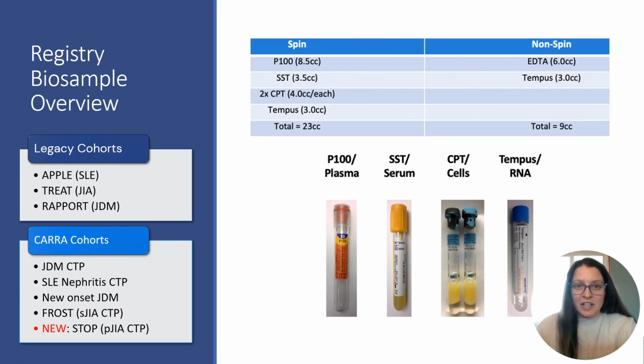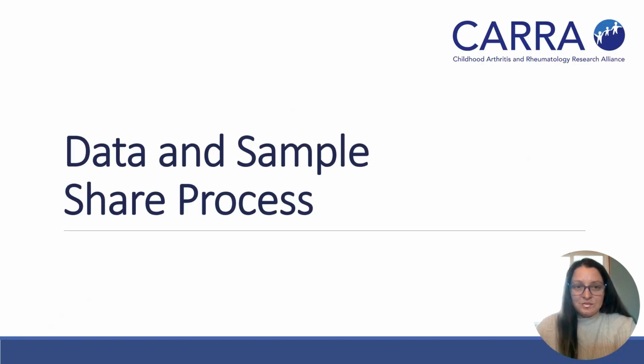Cara's biosample collection encompasses plasma, DNA, serum, cells, and RNA, predominantly gathered through our standard biosample collection kits, both spin and non-spin. The accompanying table illustrates the specific tubes included in each kit for easy reference. When investigators initiate a collection cohort, they take the samples they require for their study, leaving the extra samples accessible for request. On the left-hand side, you'll see a list of both legacy and current registry cohorts for which biosamples are currently available. Now that you know more about the Cara data and samples that are available for request, let's delve into the data and sample share process.